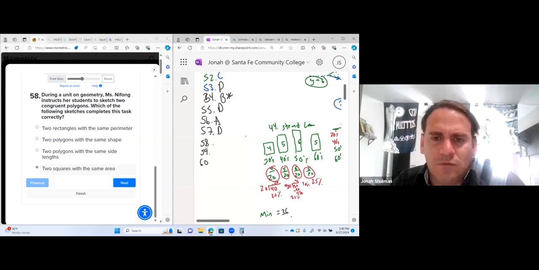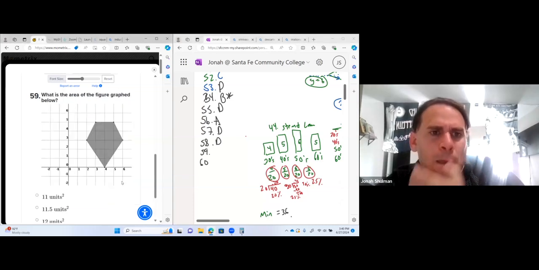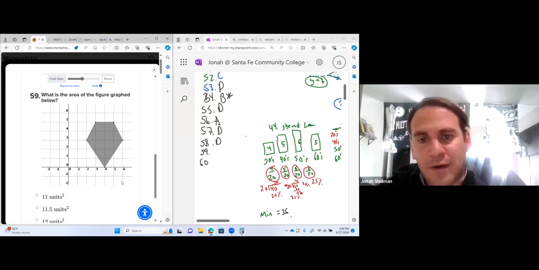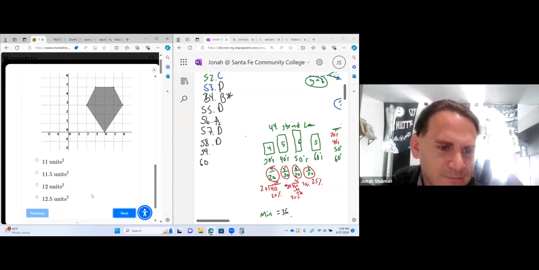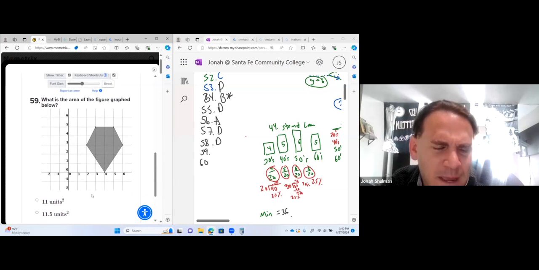All right, let's keep going. 59. All right, what is the area? So for area, you just have to count how many boxes there are. You can do a formula here, but it's just easy to count. So let's just count. That's 1, 2, 3, 4, 5, 6. So I have 6 here right away. I can see that this one and this one, if I put this piece here, it matches. So ready? 1, 2, 3, 4, 5, 6, 7, 8.